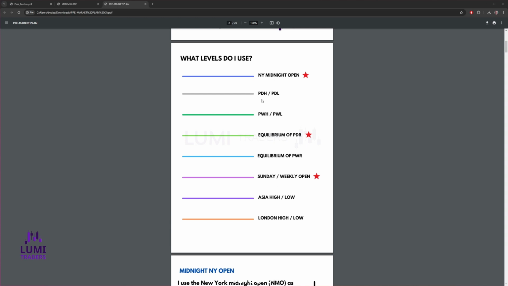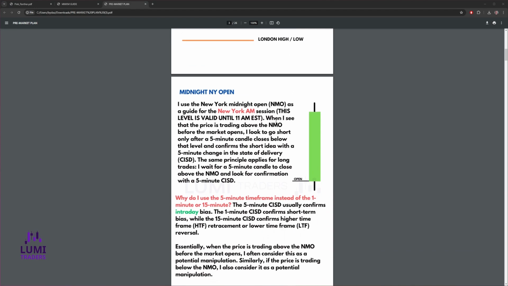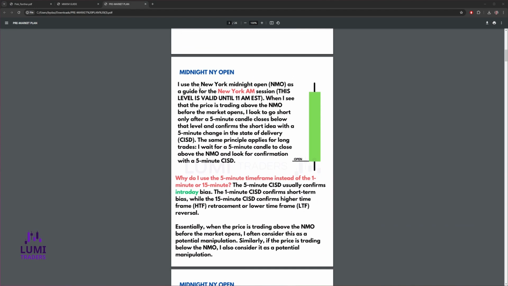First, I want to talk about how I personally use the New York Midnight Open level. Maybe some people use this in a different way, maybe ICT explains this also in a different way, but this is my approach. I use New York Midnight Open as a guide for the New York AM session. This level is valid until 11 AM New York time. Once again, the New York AM session is from 9:30 AM to 11 AM.